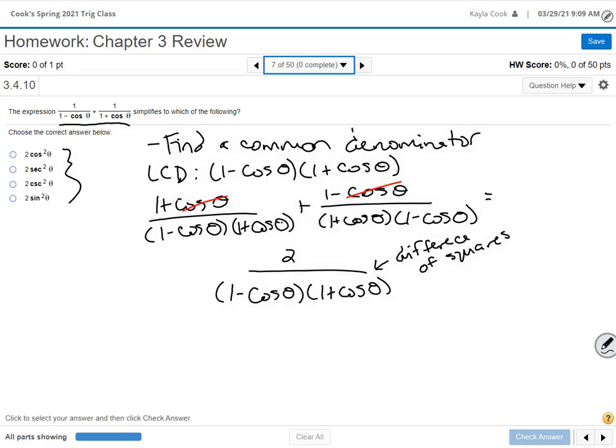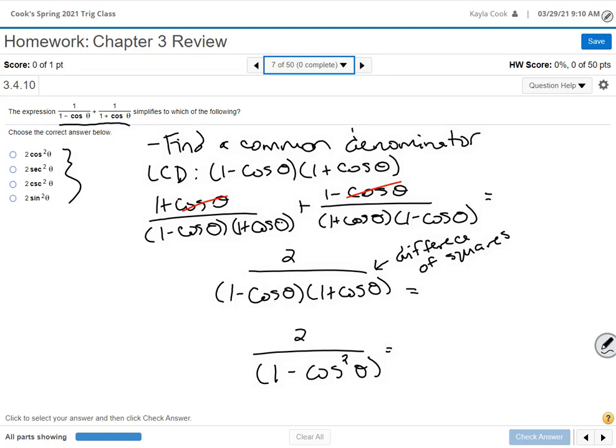Essentially, what the difference of squares means is when I have a minus b, in this case my a and b are 1 and cosine theta. So when I have a minus b times a plus b, what I get is a squared minus b squared. In this case, my a is 1, so that's going to be 1 minus b squared when I multiply them together. And my b in this case is cosine theta, so I get 1 minus cosine squared theta. All right, well, what's 1 minus cosine squared theta?